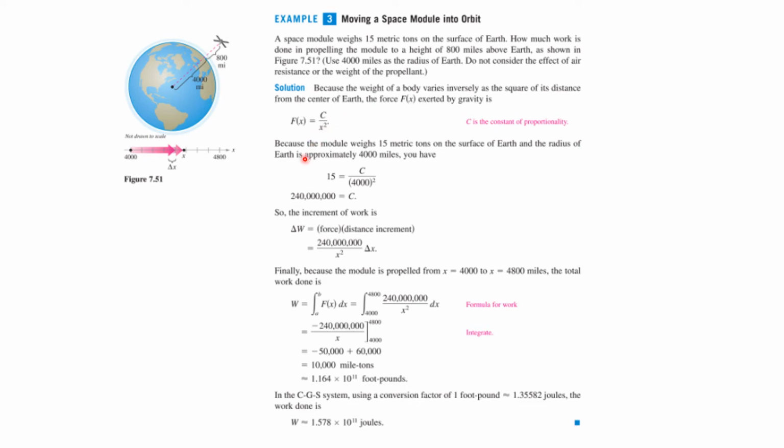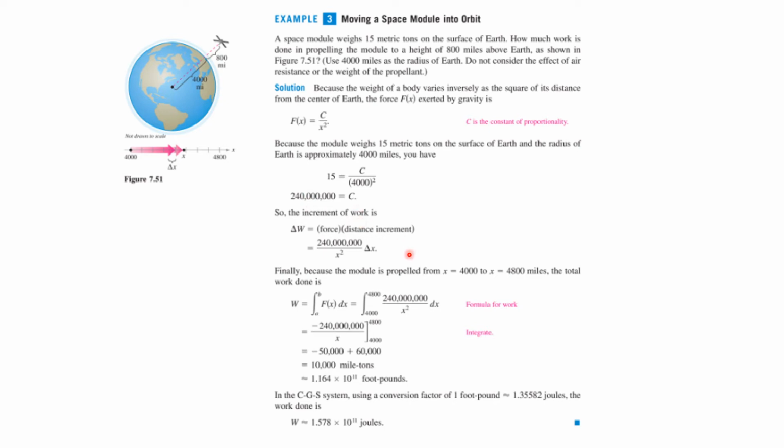Now we can figure out what that constant is because the module weighs 15 metric tons, and so we're plugging 15 in as the force, and c is whatever that constant is, but the distance is 4,000 miles. That's what it weighs on the surface of the Earth, and so we can solve for c, and we find c is this big number.